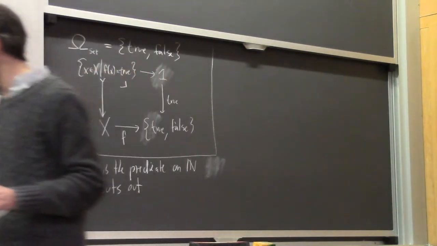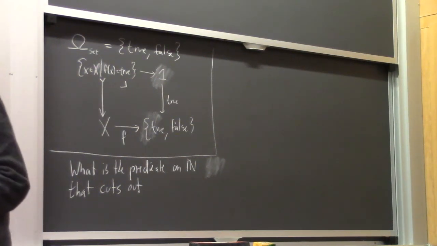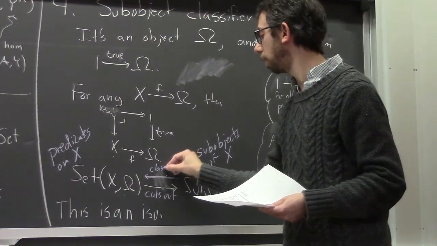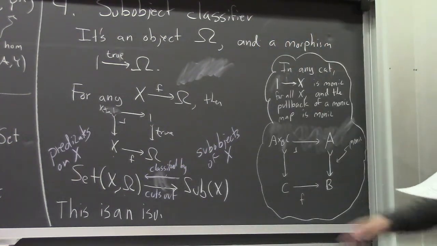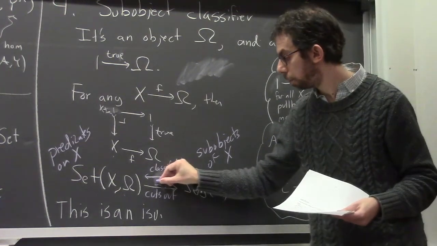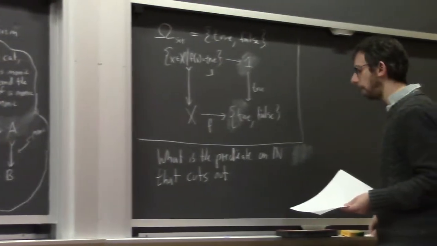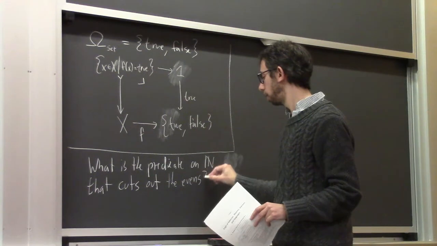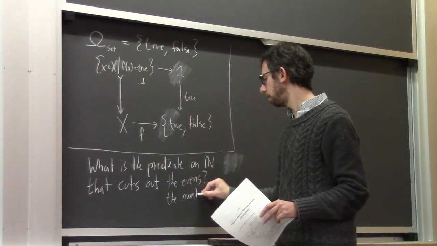Sorry, let me just say some terminology. Given a map from x to omega, we could say it cuts out a subobject of x. And given a subobject of x, we could say it's classified by a predicate. And these are an isomorphism. So what is the predicate on the natural numbers that cuts out a certain subobject, namely the evens? And what is the predicate that cuts out the numbers less than 10?